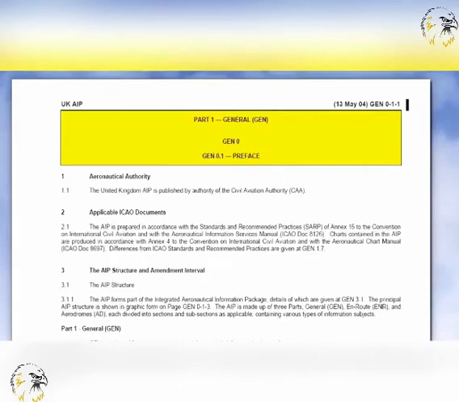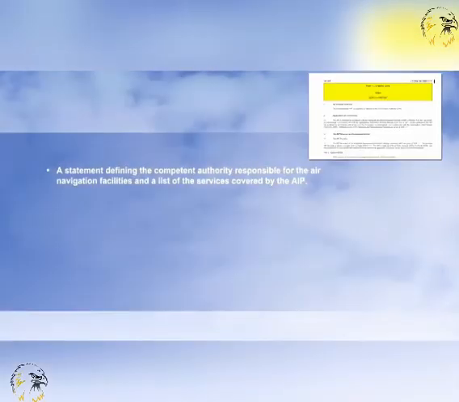The aeronautical information publication is to include in Part 1 the following. A statement defining the competent authority responsible for the air navigation facilities, and a list of the services covered by the aeronautical information publication. The general conditions under which the services are available for international use.